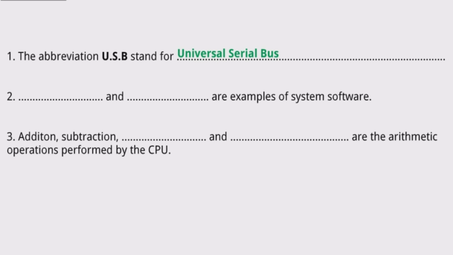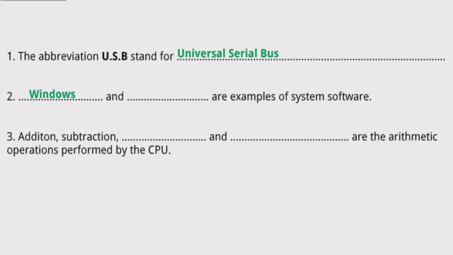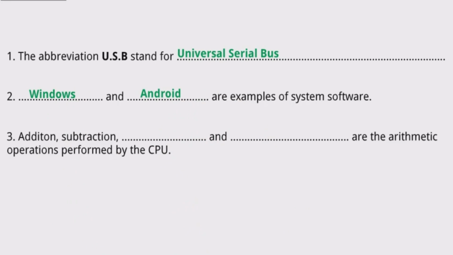So the common ones we have is 1, Windows. Okay, so you can write Windows there. And the second one that is more common now is Android. There are so many phones that are using Android software, and some of the computers have been made with the provision of Android software. So Windows and Android, those are the correct answers.